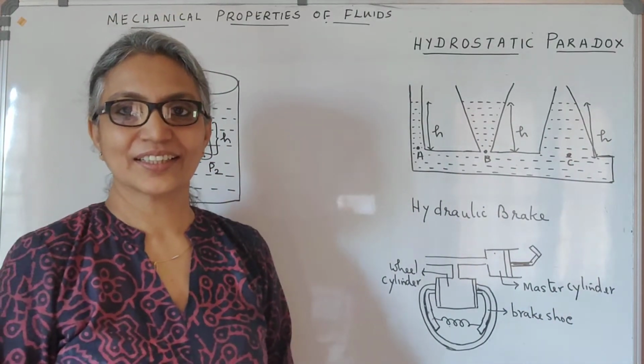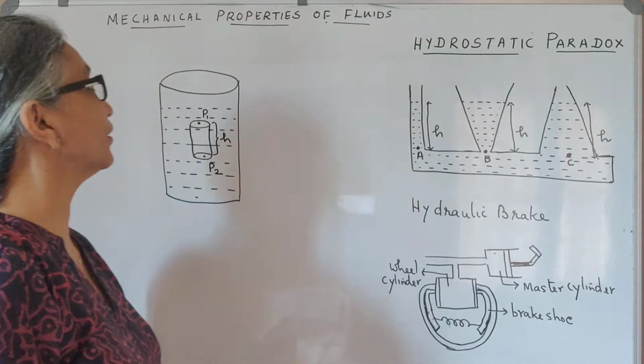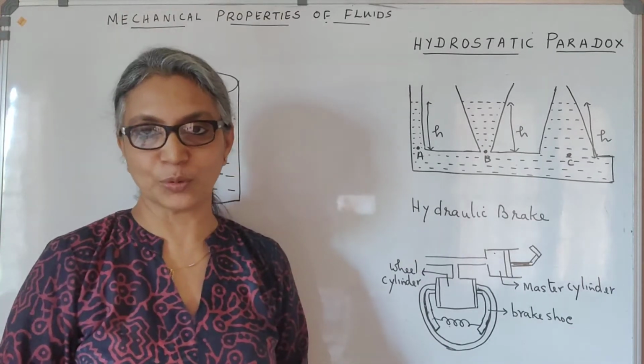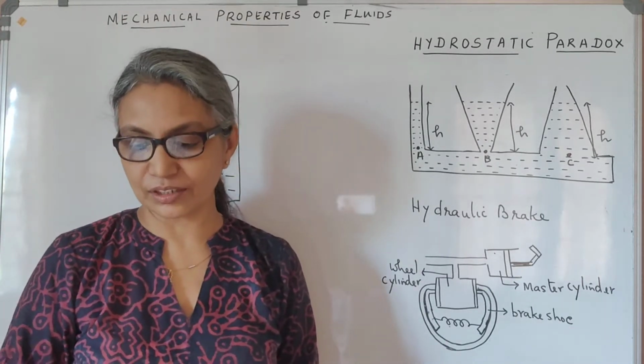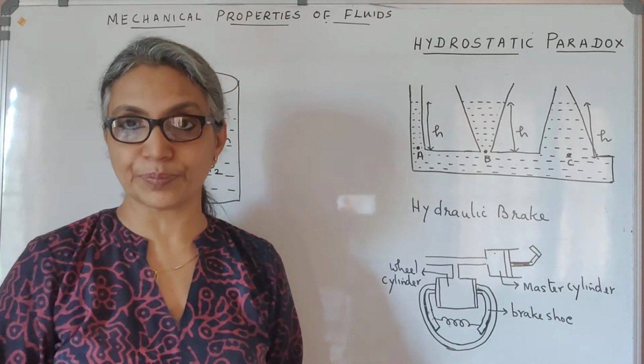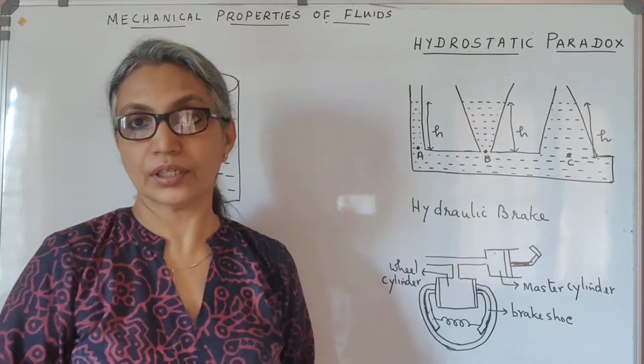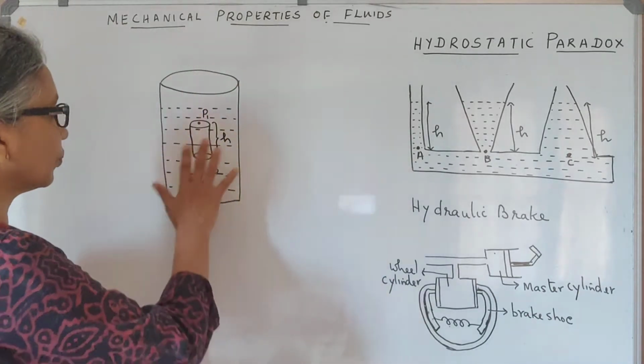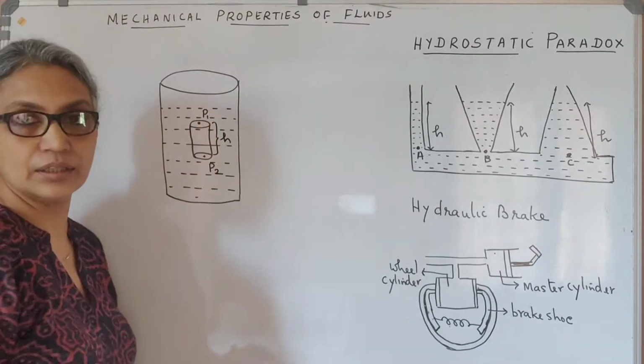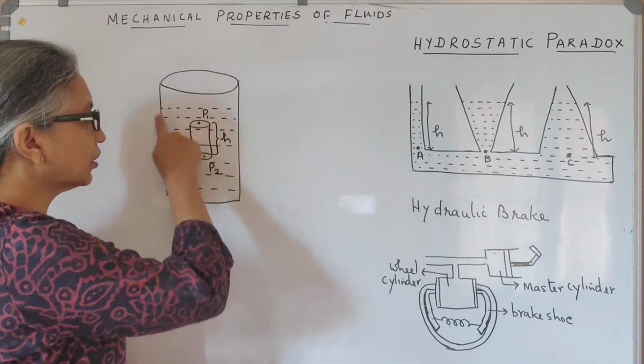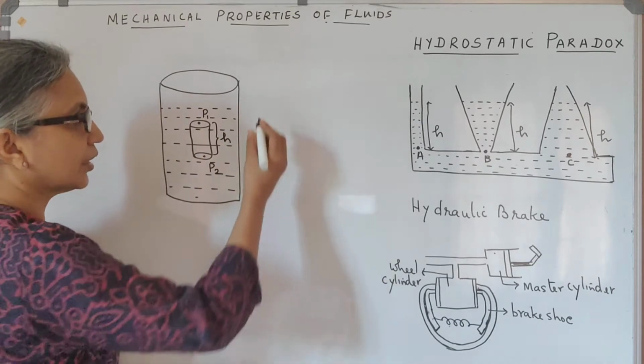Good morning. We start with a new chapter, Mechanical Properties of Fluids. In this chapter we start by discussing the variation of pressure with depth in a fluid. So I've drawn something here. This is a cylinder that's containing a liquid, and the liquid has a density rho.